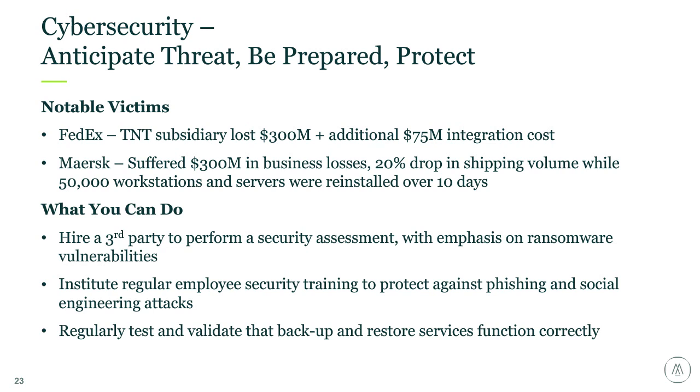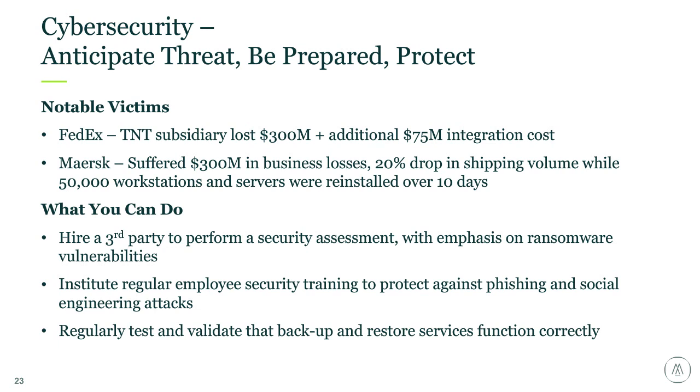So back to FedEx. They were purchasing TNT, which is a subsidiary. TNT got compromised, and it has been very well documented that TNT, and hence the parent FedEx, wound up costing them about $300 million in lost business, retribution that had to be paid, and so on and so forth. And there was an additional $75 million of integration costs for FedEx to integrate the TNT subsidiary. So, very, very painful. And FedEx, obviously, is a household name to everybody.